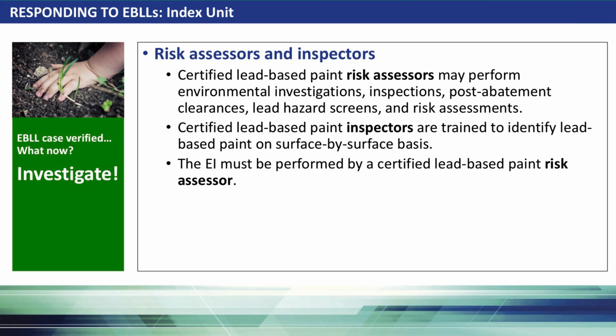Under the lead-safe housing rule, different levels of certification are required for different types of lead-based paint evaluations. Lead-based paint risk assessors are certified professionals who can identify lead-based paint hazards and provide recommendations to owners for acceptable options for controlling them. Risk assessors may perform environmental investigations, inspections, post-abatement clearances, lead hazard screens, and risk assessments. In contrast, lead-based paint inspectors have a basic training that allows them to identify lead-based paint on a surface-by-surface basis. Inspectors cannot perform environmental investigations or risk assessments, but can perform paint testing, paint inspections, and post-abatement clearances. The environmental investigation must be conducted by a certified lead-based paint risk assessor.